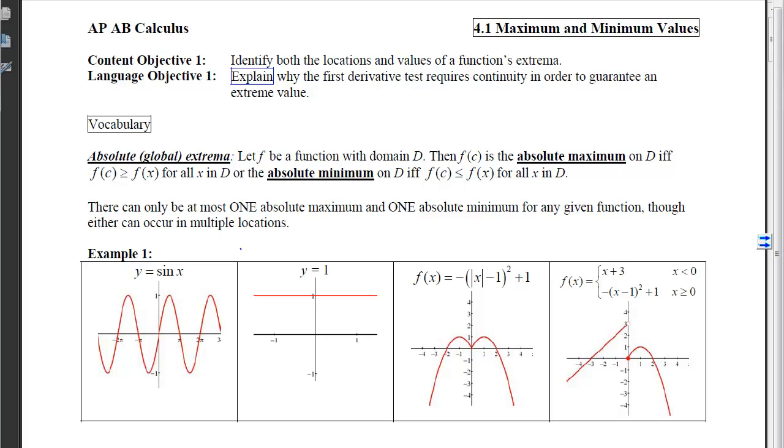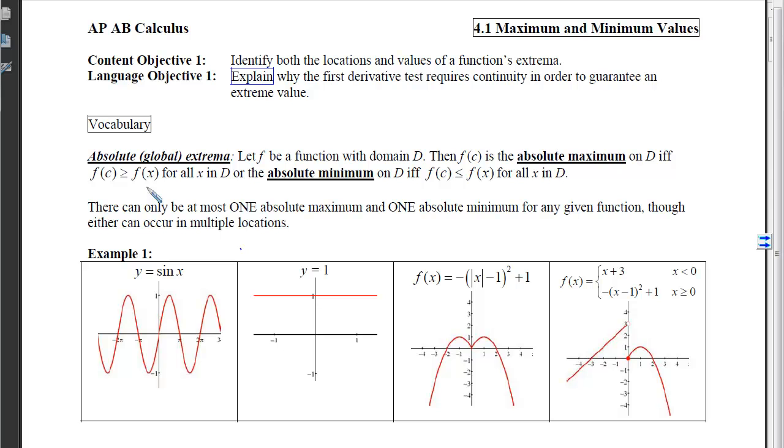This section will have some new vocabulary, and the first vocabulary is an absolute or a global extrema. Extrema is a plural for the word extreme, and if we let f be a function with a domain D, then f of c, or the output of f, or the y-coordinate of f when we plug c in, is called the absolute maximum on the domain if and only if the output for c is greater than or equal to the output for f for all other x's in the domain.